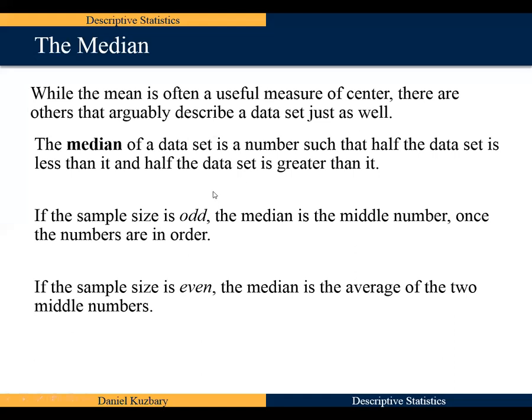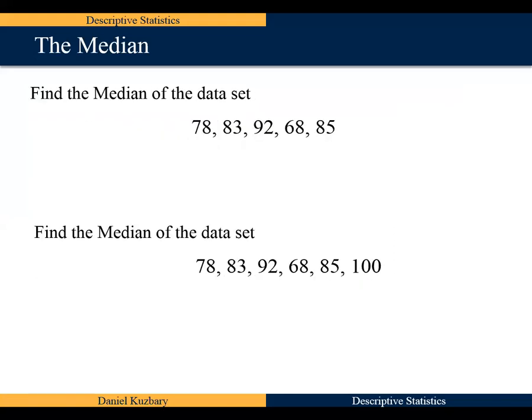But this is a rule for finding the median. If your sample size is odd, so if there's an odd number of data points, the median is going to be the middle number once the numbers are in order. You order them, pick out the one in the middle, that's the median. It's not hard to find. If the sample size is even, then the median is going to be the average of the two middle numbers. If you've ever done anything with medians, you probably remember this as well. We average the two numbers in the middle, and whatever that average is, we call the median. You'll see this in context.